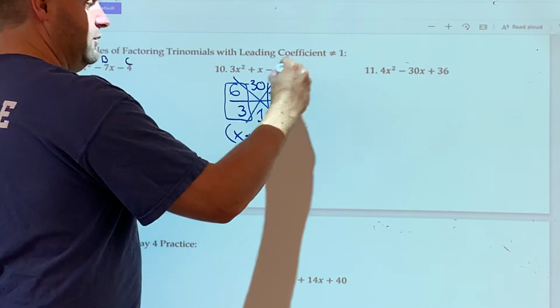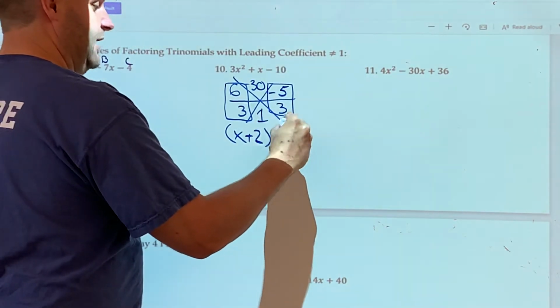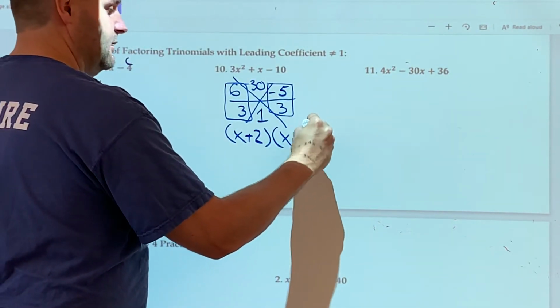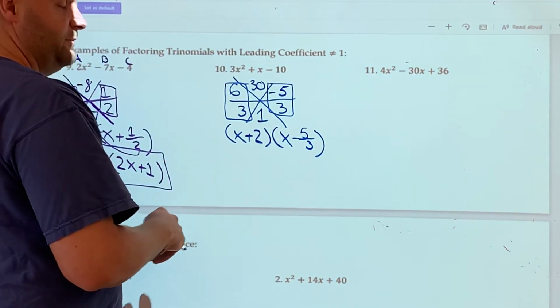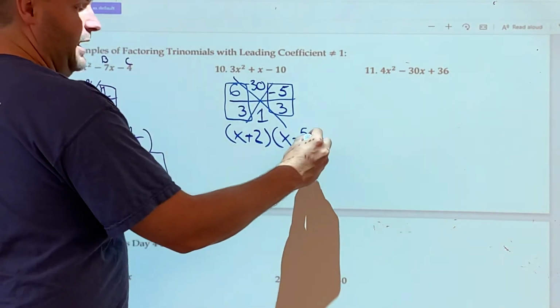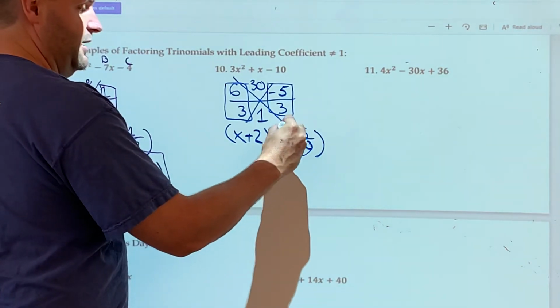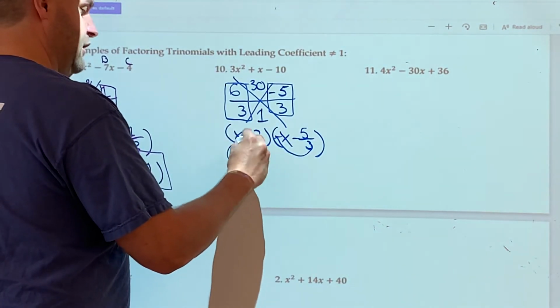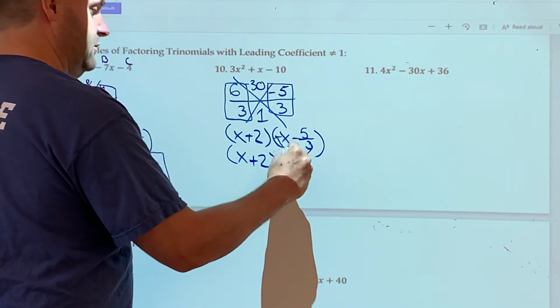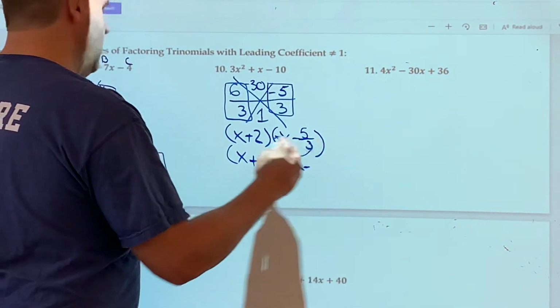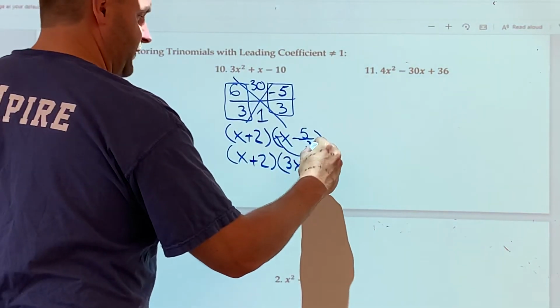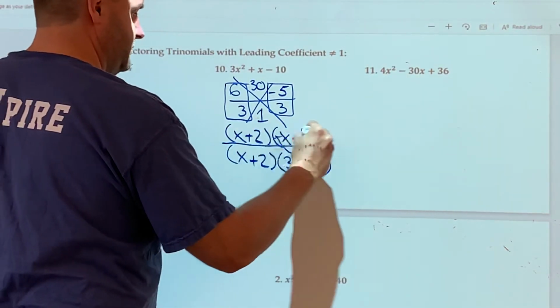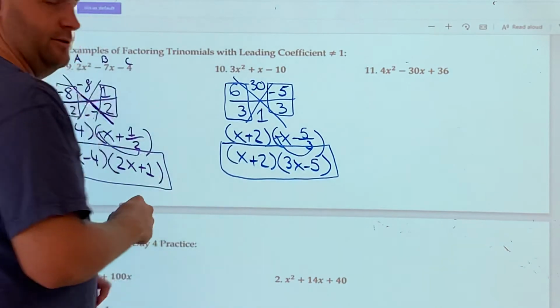And when I look at this one, though, I got another fraction. I got x minus 5/3. And since that can't simplify, my last step then is just to kick the denominator in front of the x. And so your final answer is going to be x plus 2 times 3x minus 5. And that's your final answer.